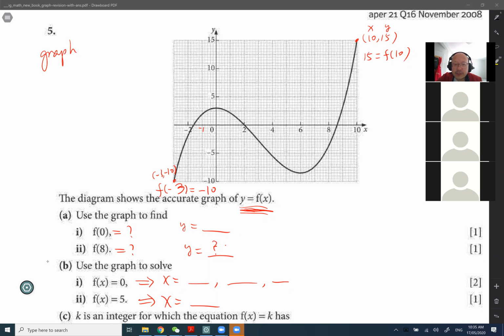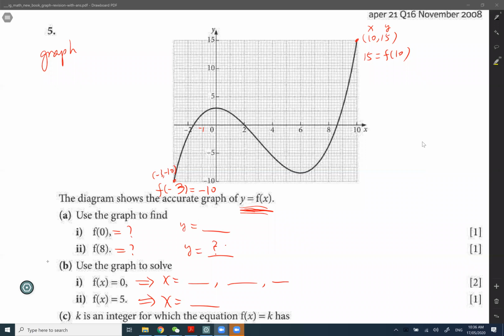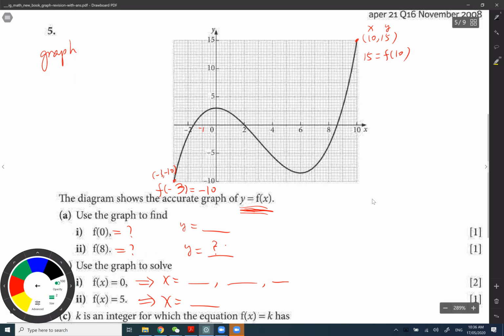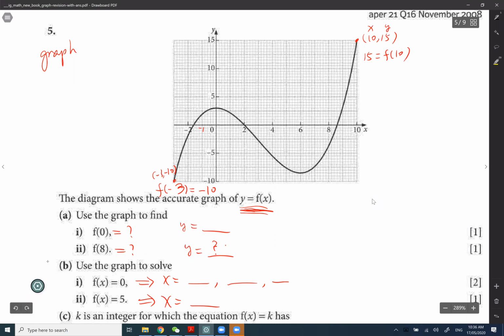Hey, let's double check f(0). What's f(0)? Okay, something got correct. f(0) is around 3.